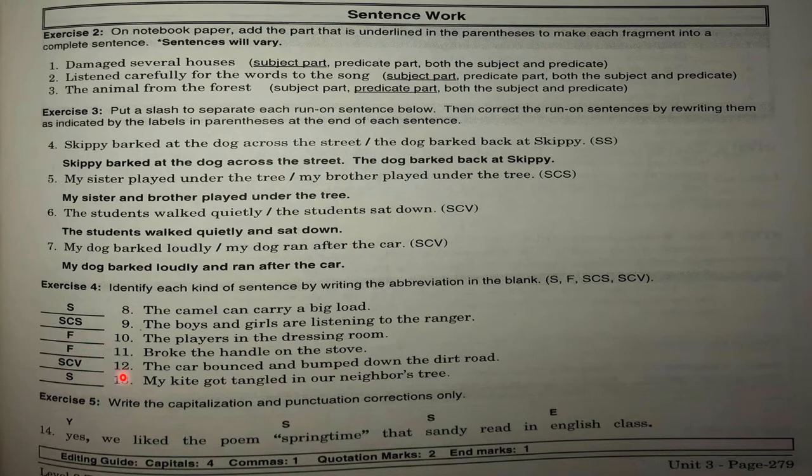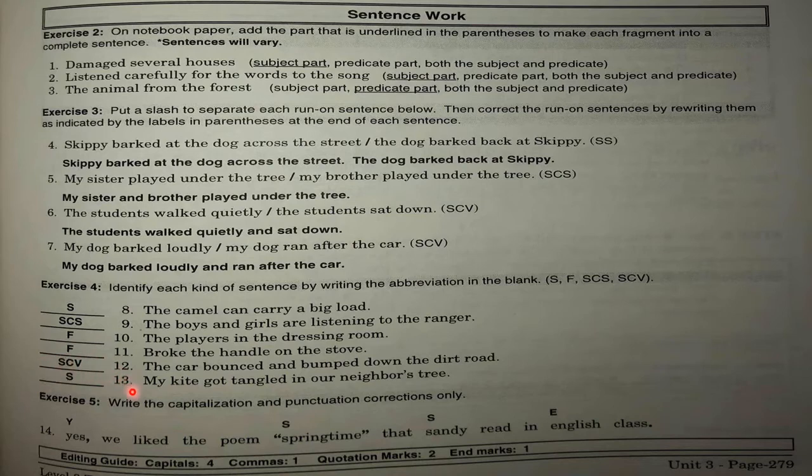Number 12, the car bounced and bumped down the dirt road. The car bounced and bumped down the dirt road. So I have two verbs together, bounced and bumped. So when I have two verbs together, what does that mean? CV, compound verb. So this is a simple sentence with a compound verb, SCV. That's what you're going to put in the blank.